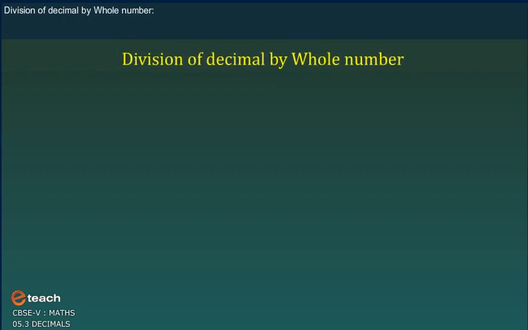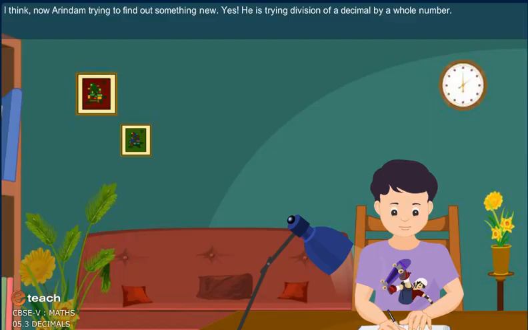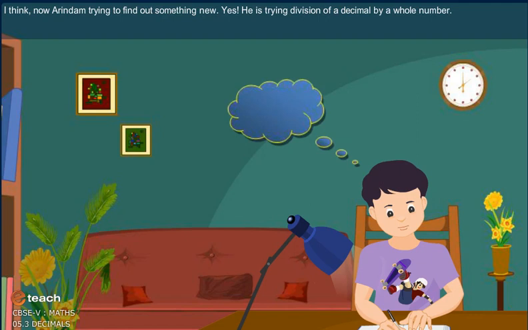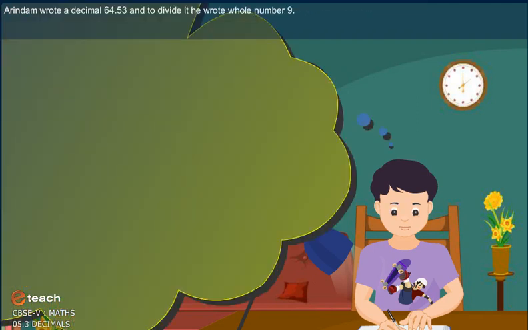Division of decimal by whole number. I think now Arindam is trying to find out something new. Yes, he is trying division of a decimal by a whole number. Arindam wrote a decimal 64.53 and to divide it, he wrote the whole number 9.